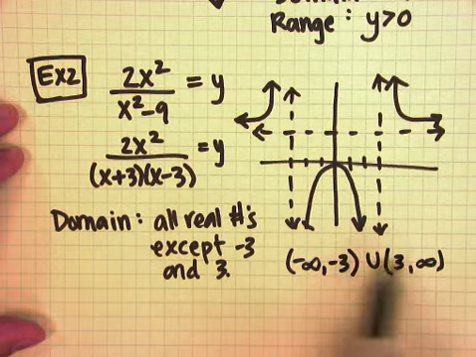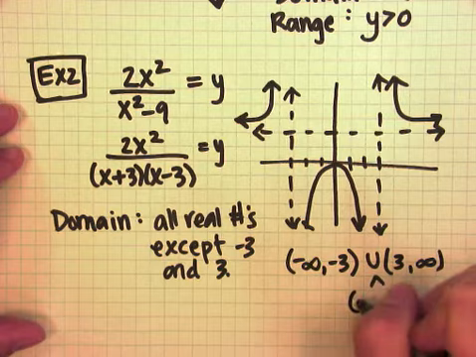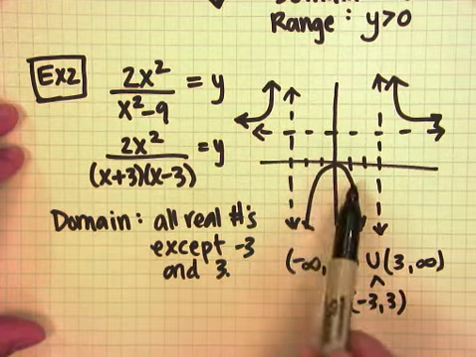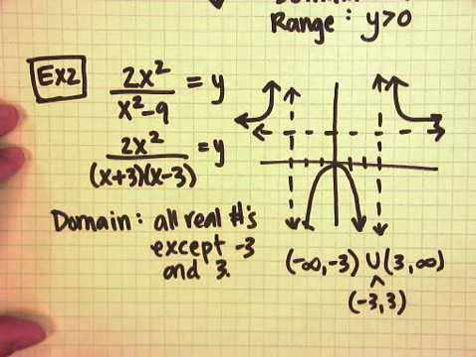I use parentheses here to indicate that -3 and 3 are not included. Oops, and I'd actually have to include -3 to 3 because we get values in between -3 and 3. So -infinity to -3, -3 to 3, 3 to infinity.